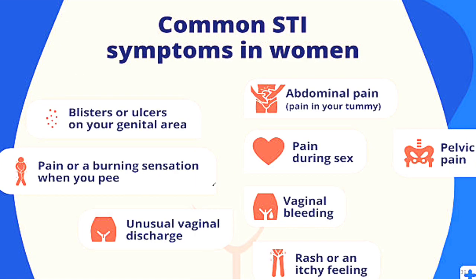These are the common STI symptoms in women: blisters or ulcers on your genital area, pain or a burning sensation during micturition, unusual vaginal discharge, abdominal pain, pain during sex, pelvic pain, vaginal bleeding, rash or an itchy feeling.